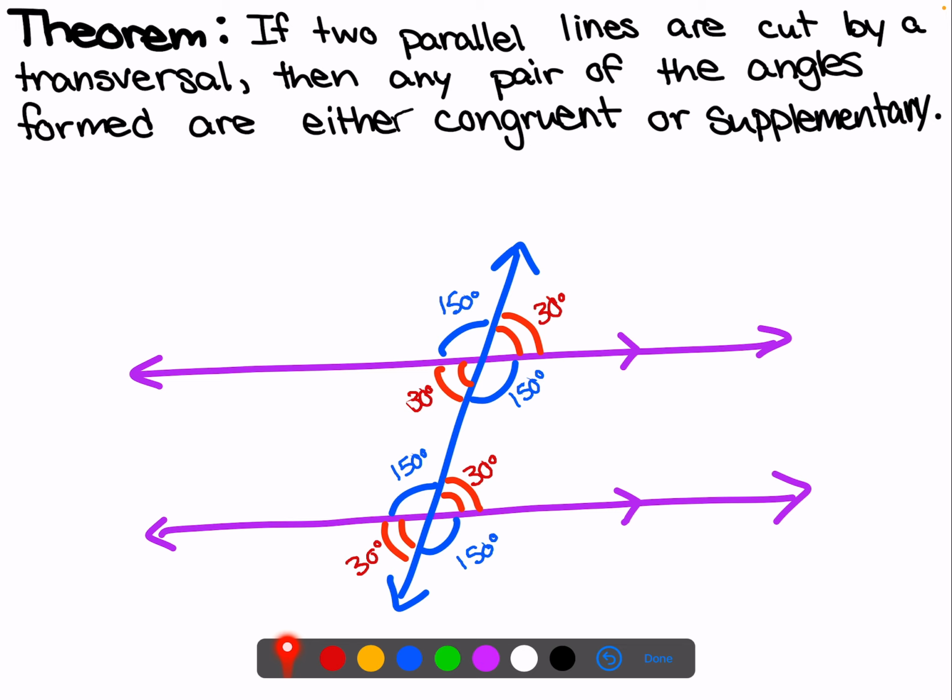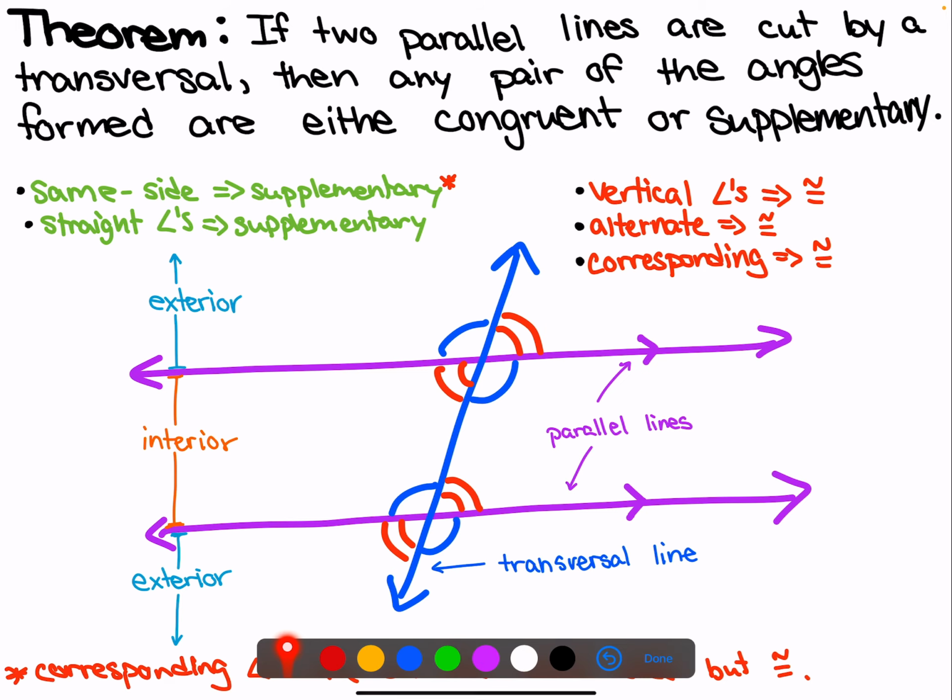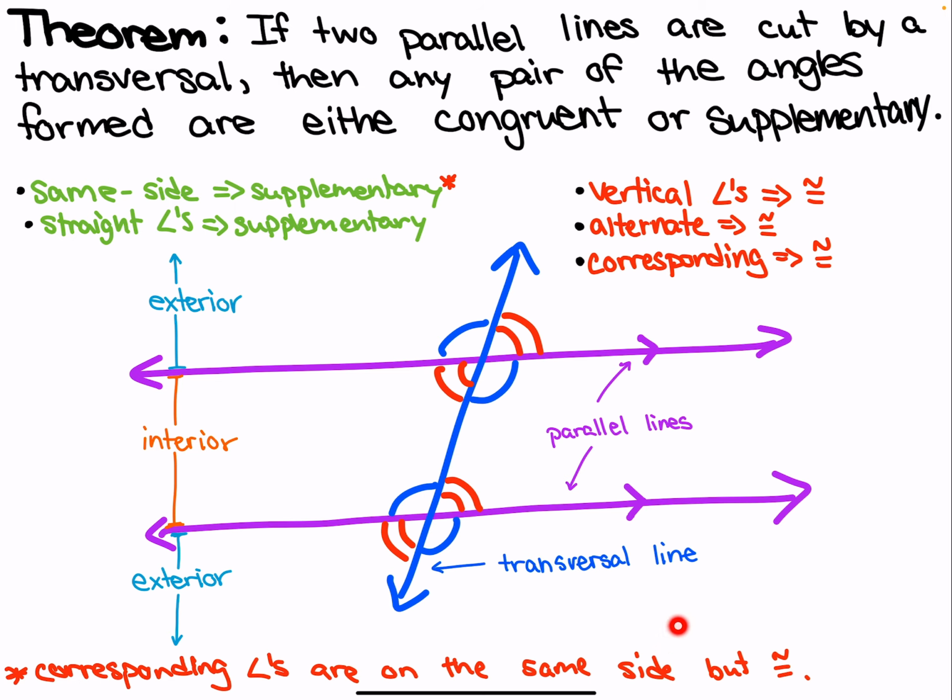So again, very useful information to know that if we have two parallel lines and a transversal cutting it, they'll either be supplementary, if they say same side anywhere in there, or if they're straight angles, they're supplementary, or they'll be congruent, such as vertical angles, anything alternate interior or exterior, as well as corresponding angles. So again, corresponding angles are the only angles that are on the same side of the transversal, but are also congruent. So again, we'll be using this theorem pretty consistently. It is just knowing the angle relationships as well.